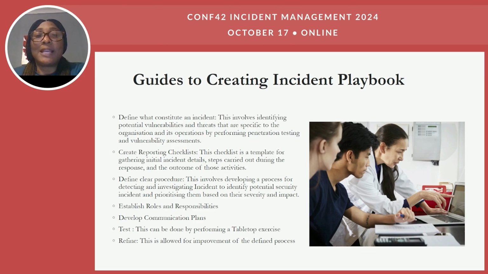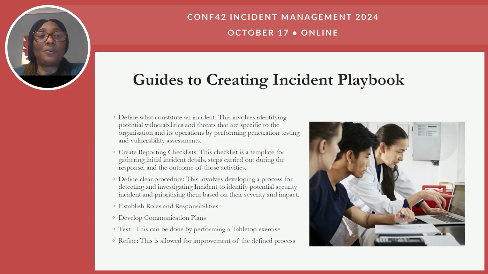This is key because it helps in the escalation point. You also have developed communication plans. Then you have tests. After developing those processes, there is need to actually test to know the effectiveness of those processes, of those tools that are implemented to detect and actually help the organization's security. This can be done by performing a tabletop exercise. This tabletop exercise helps to determine the readiness of the team in fighting against incidents.